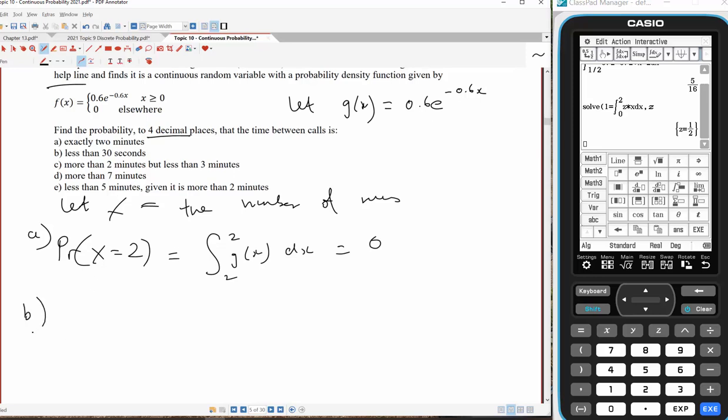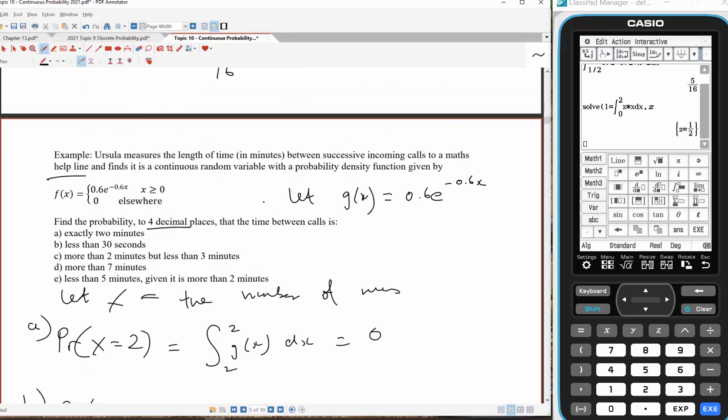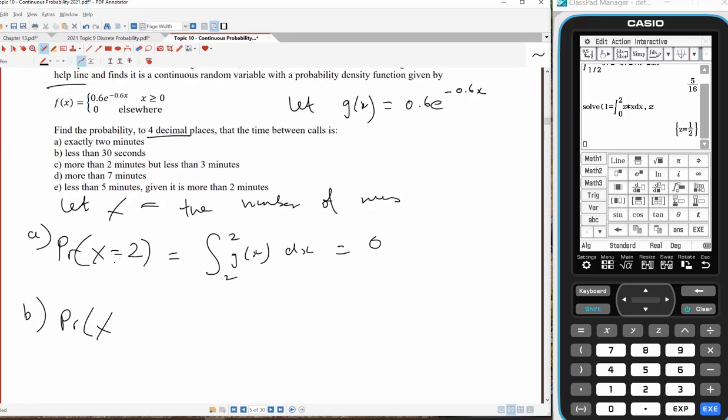Okay, so B, probability that the random variable is, so we're in minutes, so 30 seconds is half a minute. So x is less than or equal to, or just less than, a half. All right, so we'll integrate between a half and 0, g of x dx equals, and we're just going to do this on the calculator.